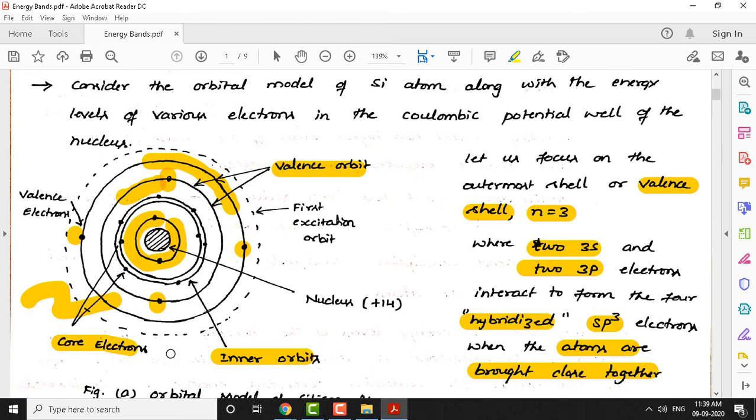Now the outermost electrons tend to be removed with whatever excitation you apply, either in the form of thermal energy or optical excitation. The outer electrons, like the electrons present in the 3s shell and 3p shell, can be easily removed via the excitation.